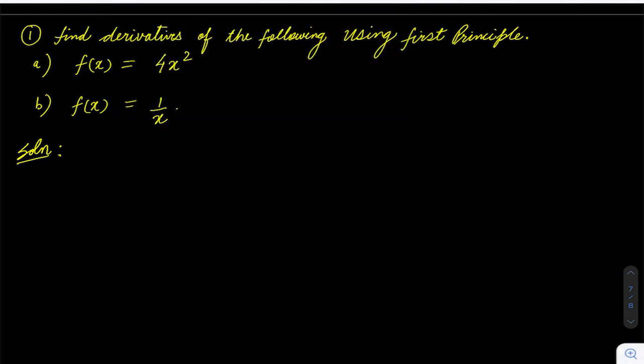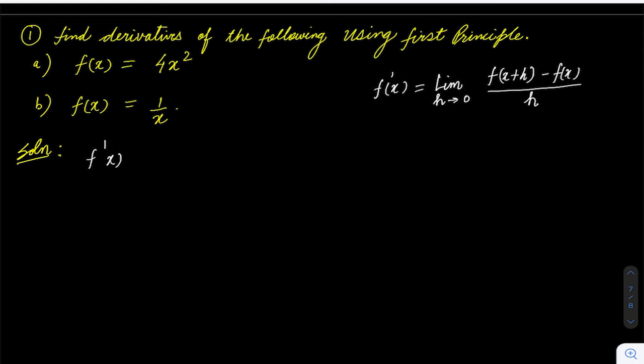So let me just write the formula here so that students don't get confused. So f dash x is equal to limit h tends to 0, or you can say approach to 0, same thing, f of x plus h minus f x divided by h. So let's apply this. So f dash x will be equal to limit h tends to 0.